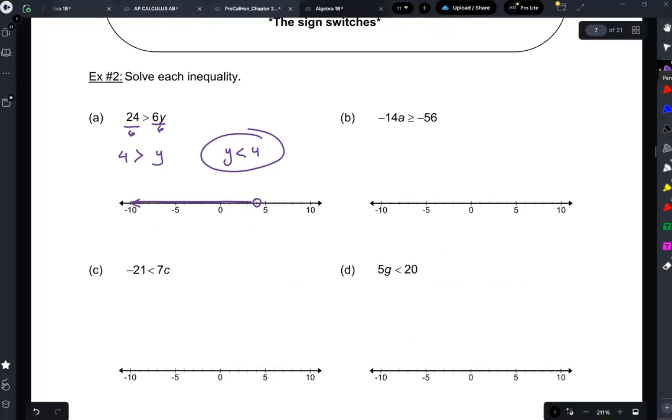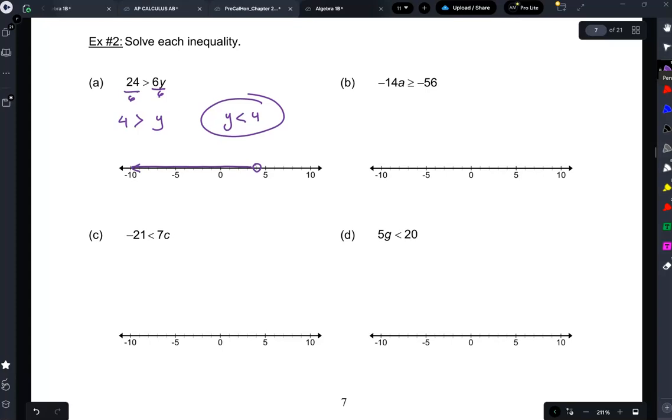Okay, now I'm going to give you 45 seconds to do B, C, and D. 45 seconds. No music. On your mark, get set, go.